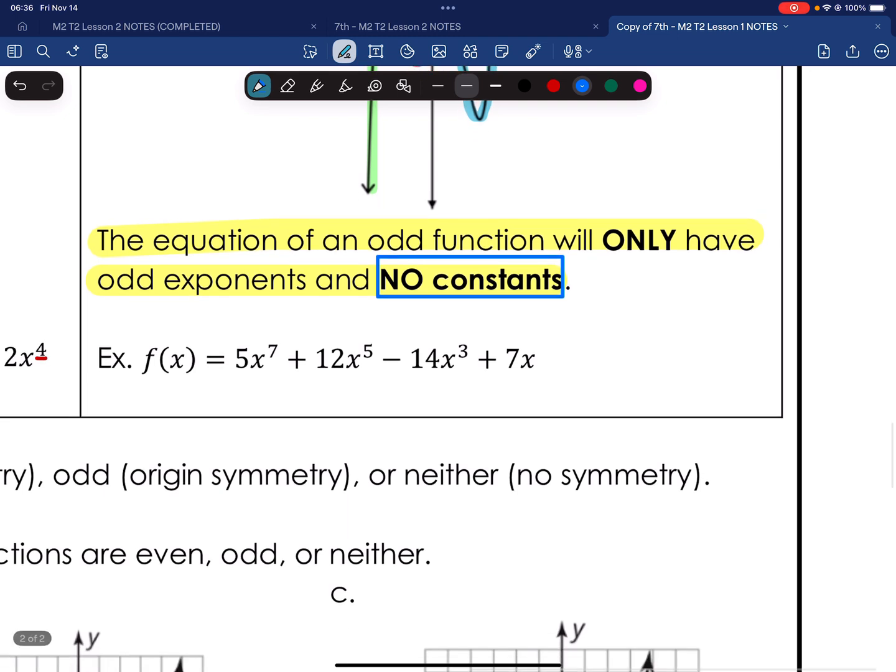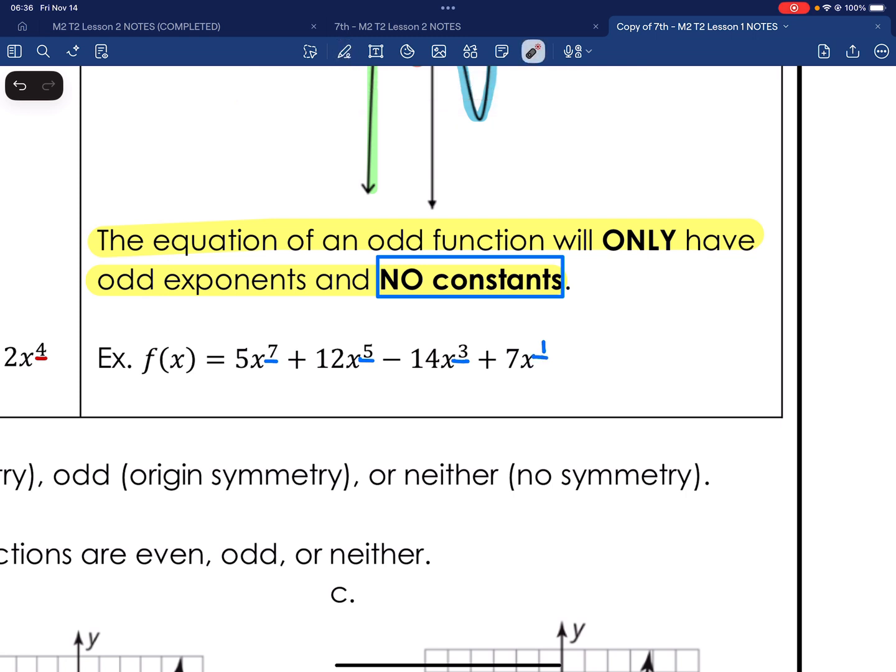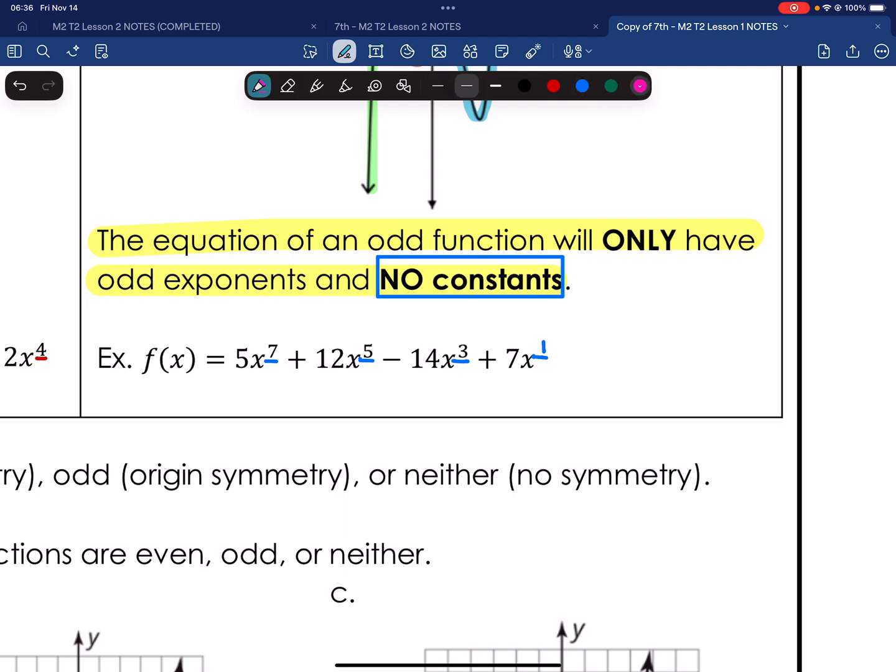Okay, so an example of what this looks like is 5x to the 7th, 12x to the 5th, negative 14x to the 3rd, and 7x, which is 7x to the 1st. Okay, so make sure that you pay attention to the exponents. The number one mistake I see people make is that they forget that this is an exponent of 1, and they just think of it as an even number when it's not. Now, something that would make this not an odd function is if there was a plus 3 here. A plus 3 would make it not an odd function because that's the constant. So remember, these cannot have any constants.